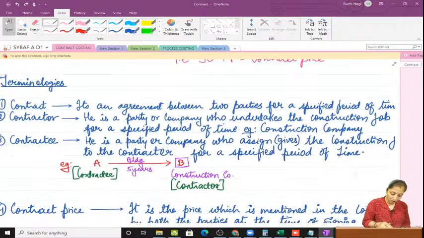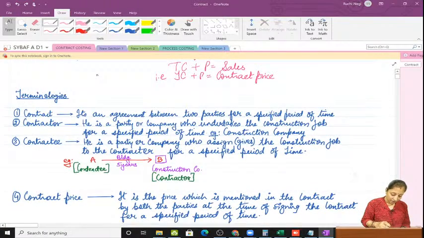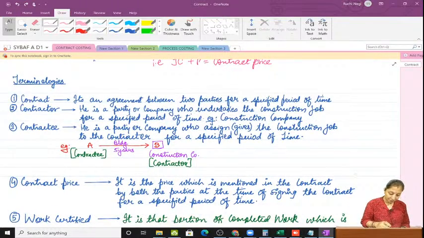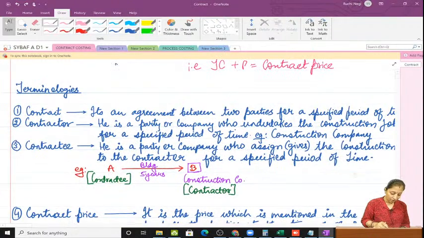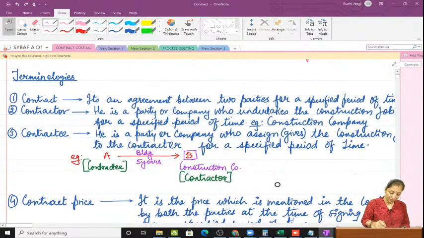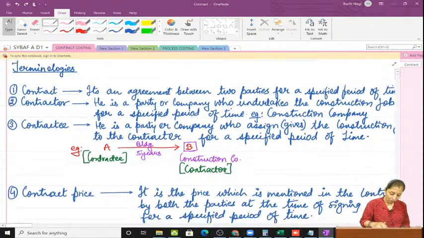So here I have given you an example. If A is making a building and is giving the job to B for constructing a building for a period of 5 years, see here I have specified the time period. So what's your contract? You are given the contract of making a building. So A has given a contract of completing the building to B. So B is the construction company, so that's the contractor, and A is the contractee who has assigned the task to Mr. B. Now what's the contract price?